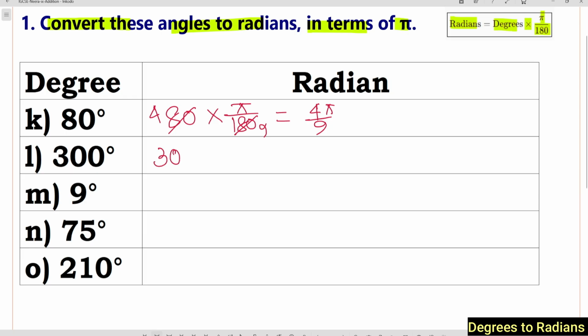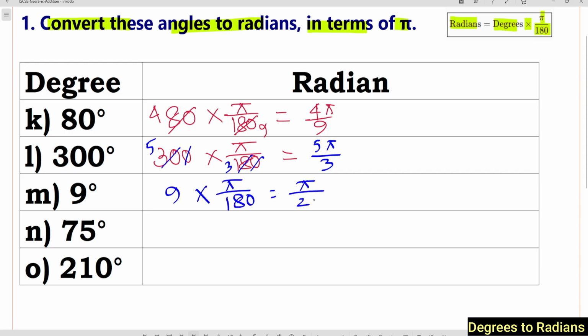Here is 300 times pi by 180 degrees. Cancel the zeros. 6 can divide both, so it's 5 and here is 3. Our answer is 5 pi divided by 3. Here is 9 degrees times pi by 180. So it will be pi by 20, right?